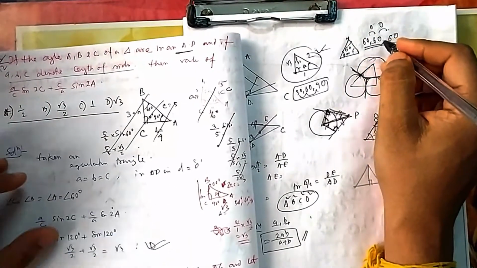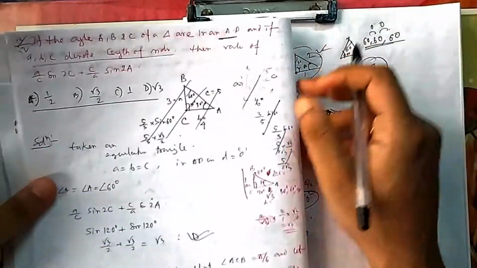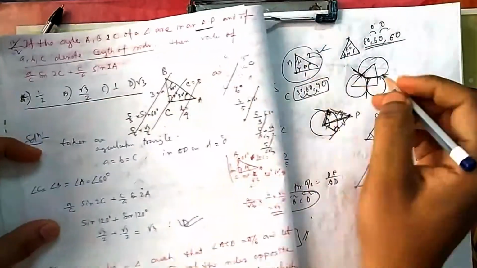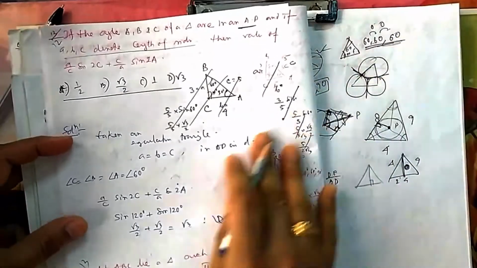GP means multiplication is also 1, 1, 1. So you can take either one. You can take an equilateral triangle or you can take this right angle triangle. So this is easy, equilateral. Let us try with this one.